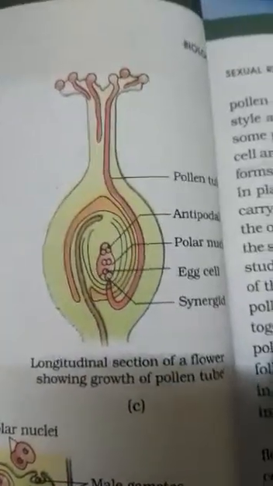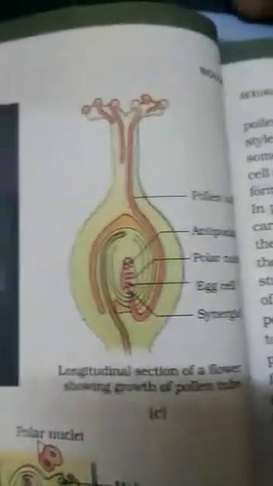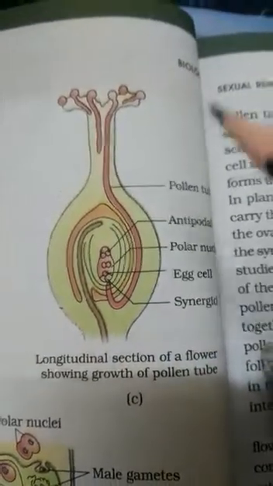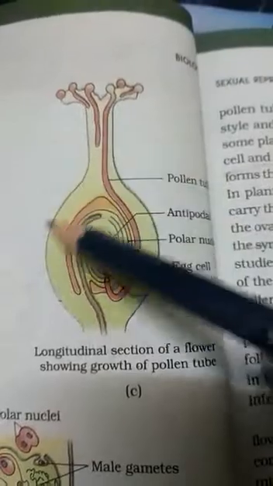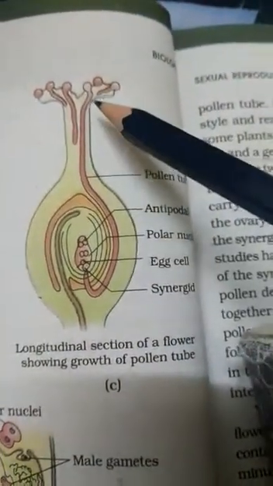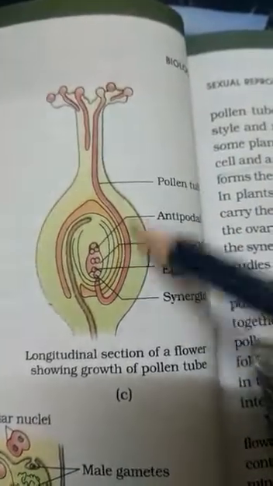Good morning, students. Today I am going to explain to you the process of fertilization in flowering plants. Okay, you can see the figure. This figure is the longitudinal section of a flower showing growth of pollen tube.